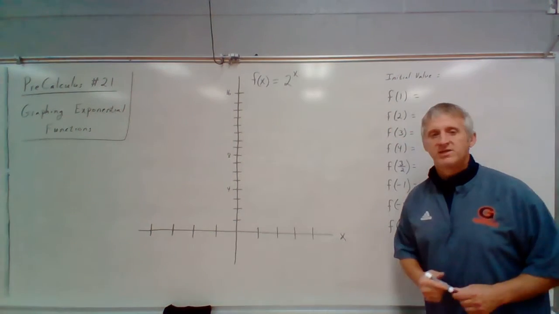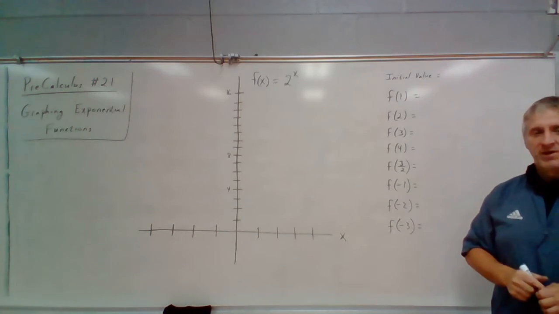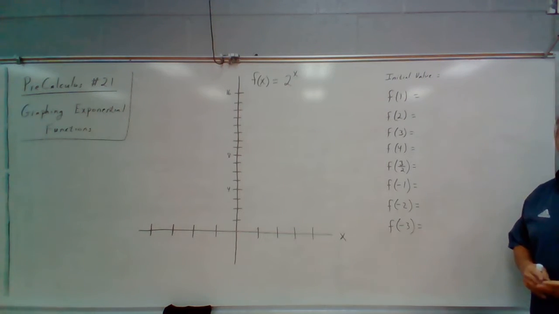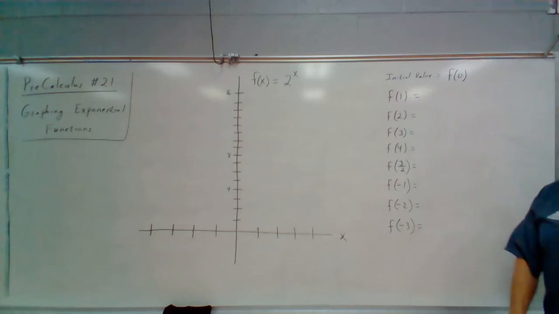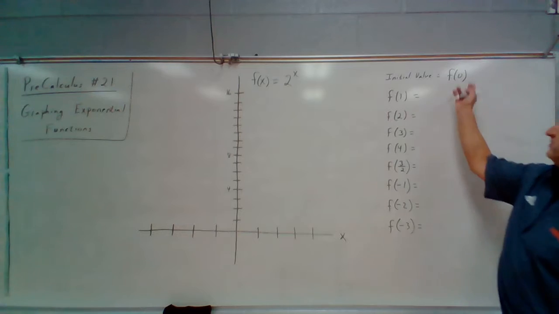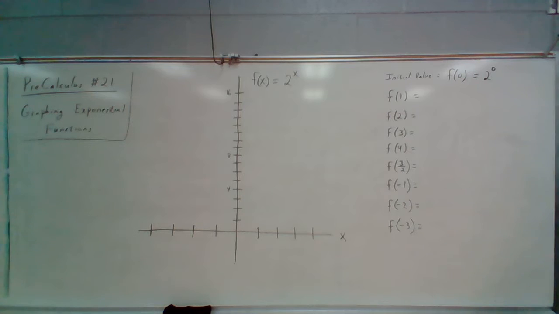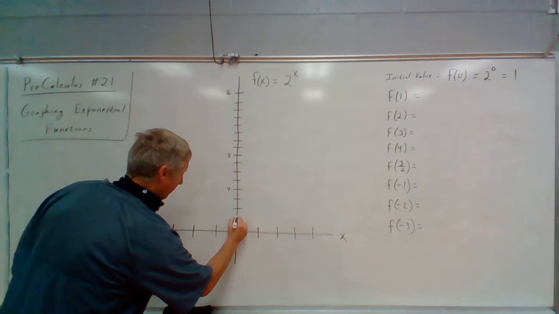All right, let's graph exponential functions. So the first example, let's do f of x equals 2 raised to the x power. All right, so let's find the initial value. So again, the initial value is the y-intercept, or f of 0. So if I find f of 0, I'll put 0 in for x. That would be 2 to the 0 power. So in the last lesson, we learned that anything except 0 raised to the 0 power is 1. Right, so the y-intercept should be at 1.